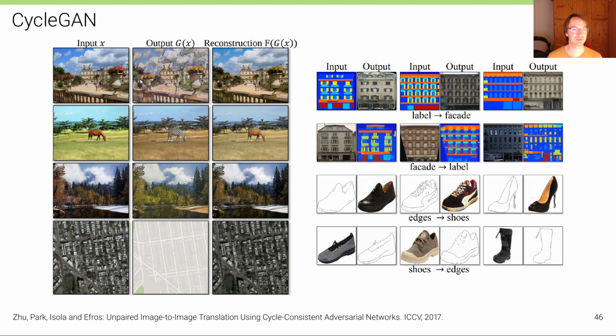So these red flowers here are converted into yellow flowers and back again. Or here there's a conversion between horses and zebras and back to horses, or between winter and summer and winter, or between aerial photographs and aerial maps and back to aerial photographs, or between facades and semantic labels of facades, or between line drawings and actual photographs of objects. So it's quite fun. You can play with this interactively on some web demos.